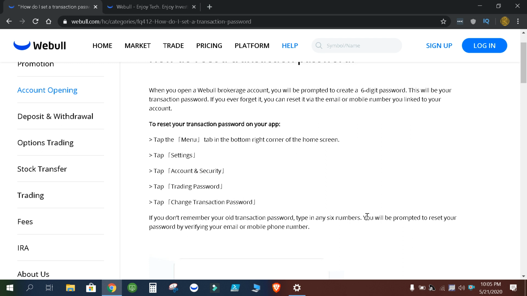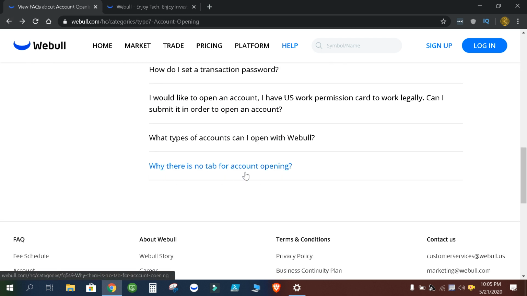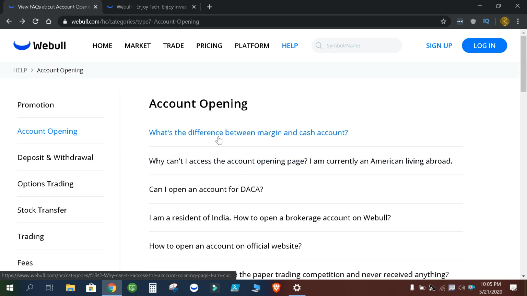It's pretty straightforward. If you forget your PIN, which I've done twice actually in the past 6 months, they'll send you a verification via your email so that you can get that reset. It's not a big deal. It's super easy. All right, so that's pretty much it for account opening, pretty straightforward stuff. Let's go back and go to the deposit and withdrawals tab.